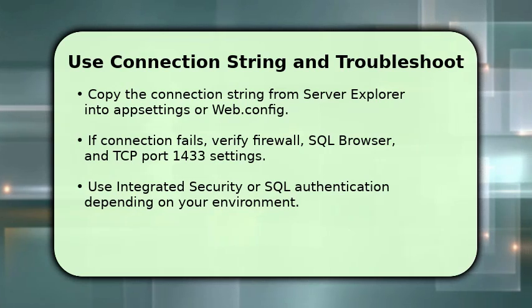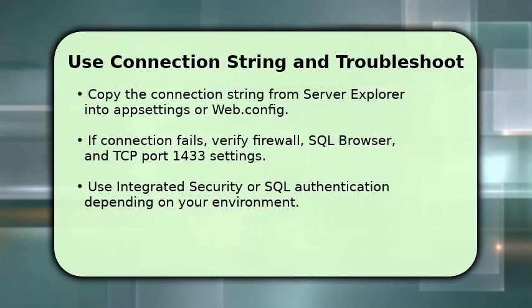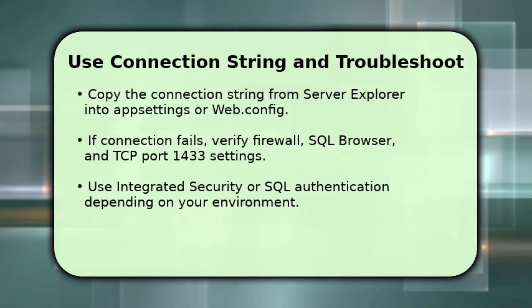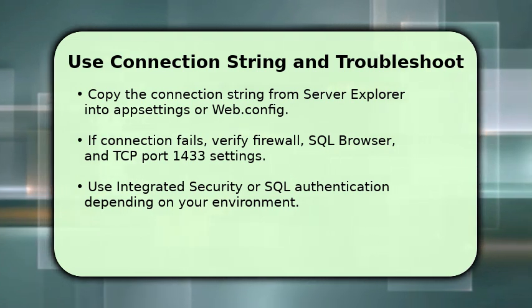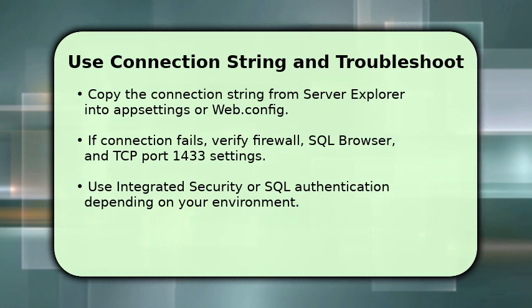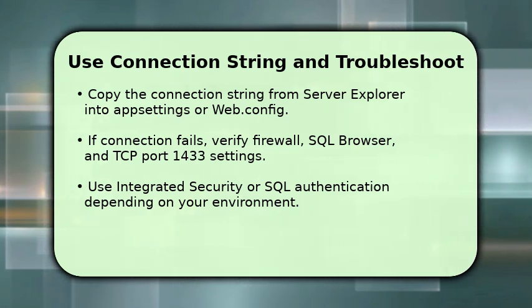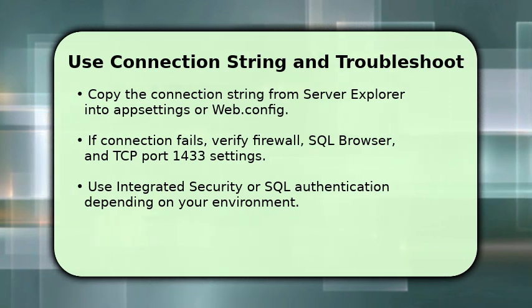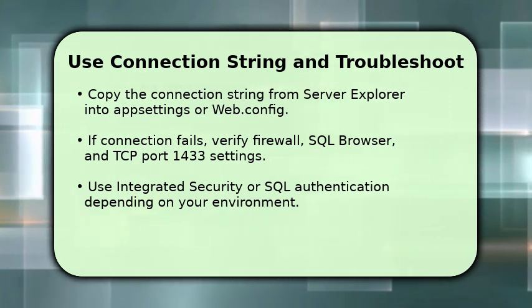Copy the connection string from Server Explorer into appsettings.json or web.config for your project. For example, use server equals localhost,1433, database equals mydb, user ID equals myuser, password equals mypass, trust server certificate equals true.